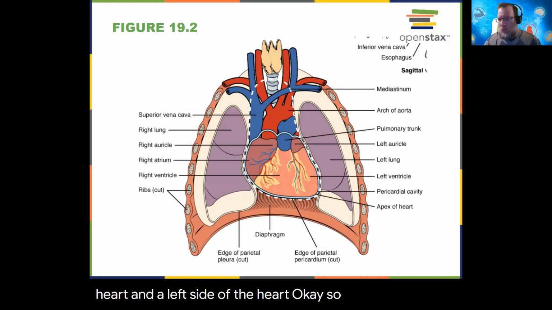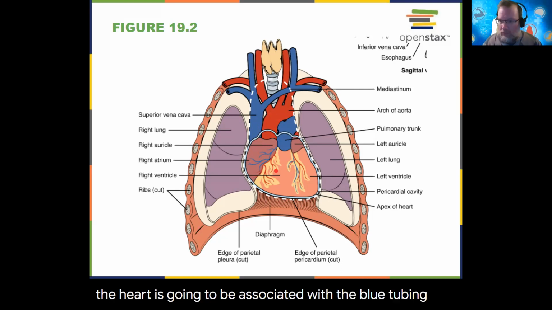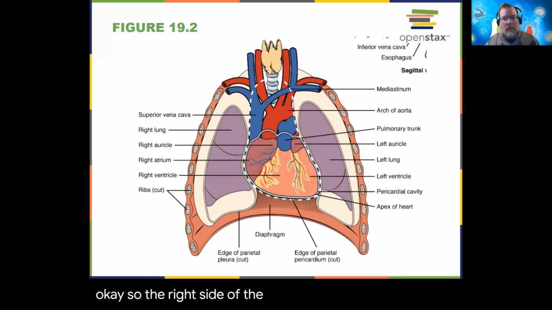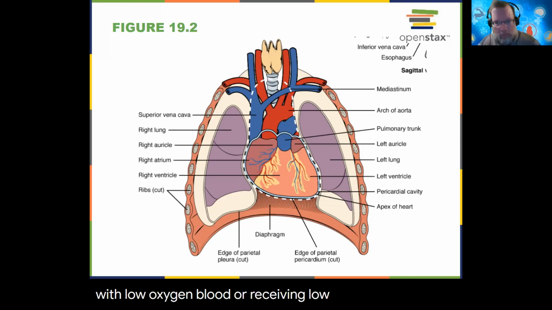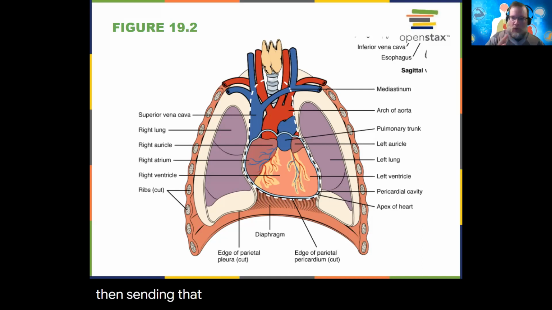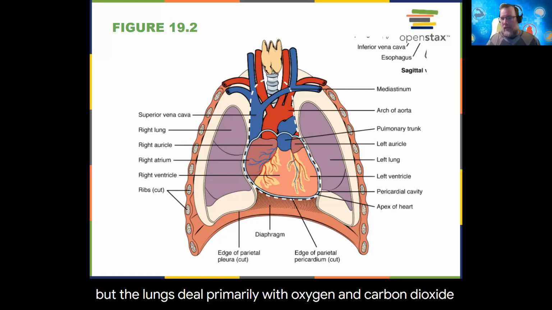Okay, so the right side of the heart is going to be associated with the blue tubing. The right side of the heart is going to be associated with low oxygen blood, or receiving low oxygen blood and then sending that low oxygen blood out to the lungs. And again, you probably know this already, but the lungs deal primarily with oxygen and carbon dioxide gases.